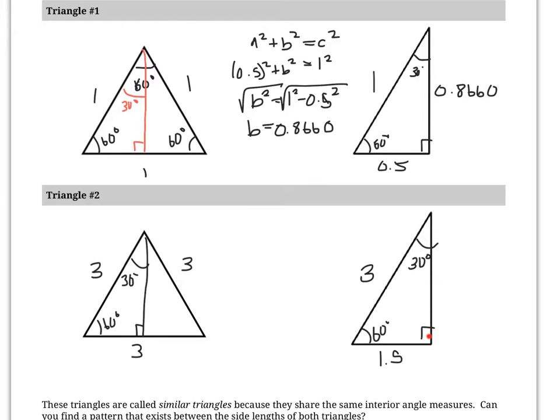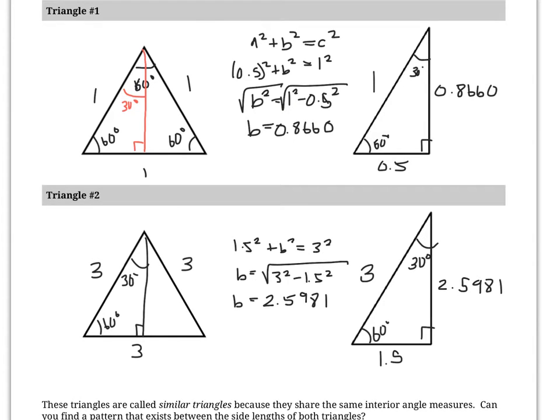And this side here, well, we just have to use the Pythagorean theorem again. So we have a squared, which is 1.5 squared, plus b squared has to equal 3 squared. Solve for b, and we're going to get the square root of 3 squared minus 1.5 squared, and it equals approximately 2.598. So this side is 2.598.